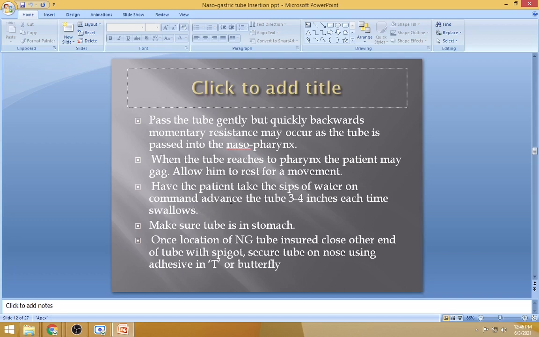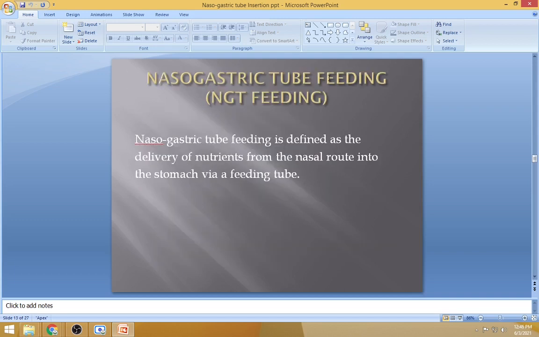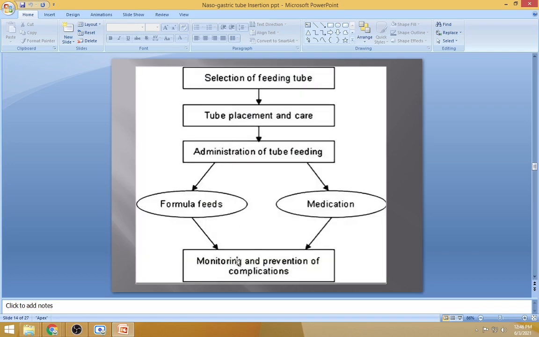Clear? Yes, ma'am. So when we say nasogastric feeding, it is the delivery of nutrients from the nasal route into the stomach via a feeding tube. Nasogastric feeding means delivery of nutrients via the nasal route into the stomach through a feeding tube. If someone asks you what nasogastric tube is, the definitions will be different, okay? So this is the way we follow.